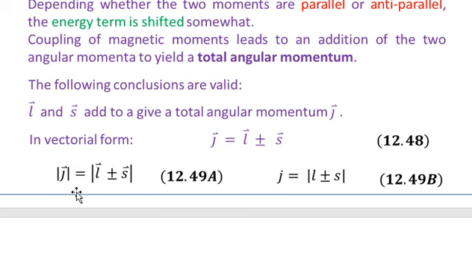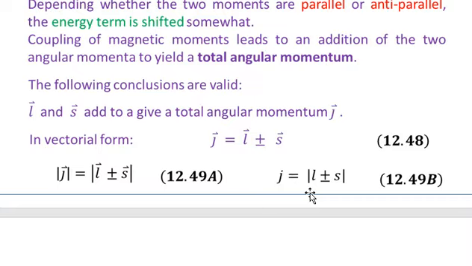In the magnitude form, you can take the magnitude of both sides of this equation and represent them as shown in equation number 49a. That is, the magnitude of vector J is equal to the magnitude of L plus minus S. That is, the magnitude of the total angular momentum of the atom is equal to the magnitude of the vectorial addition of L plus minus S. So in vectorial form, I have shown the total angular momentum in equation number 48, and in its magnitude form, the total angular momentum is shown in equation number 49a.